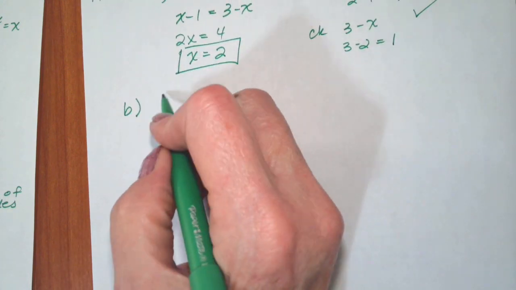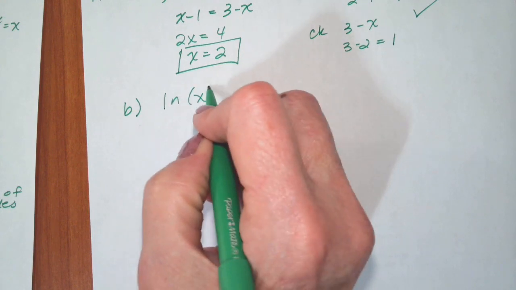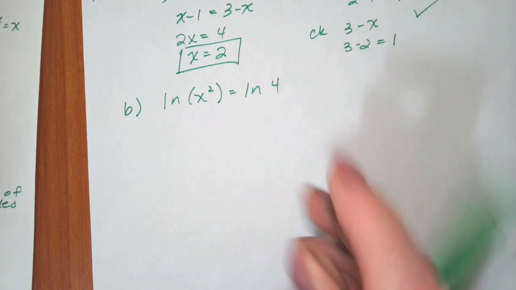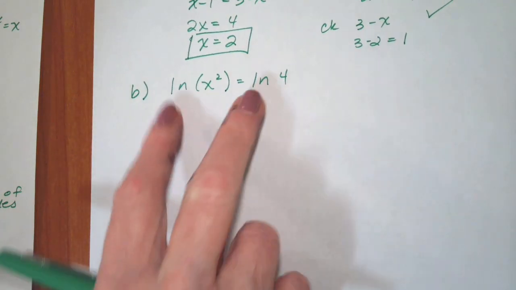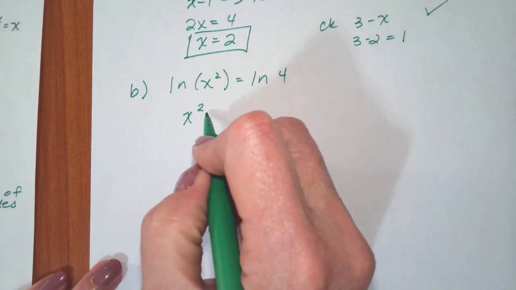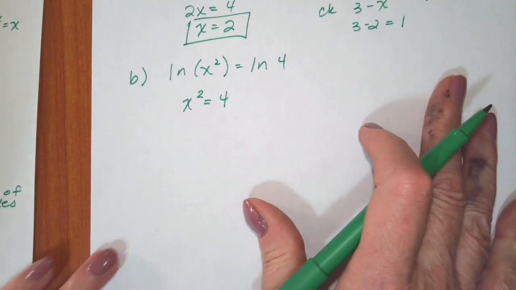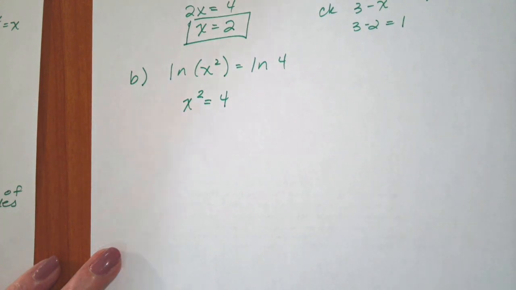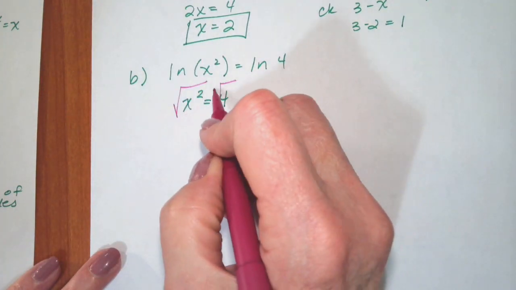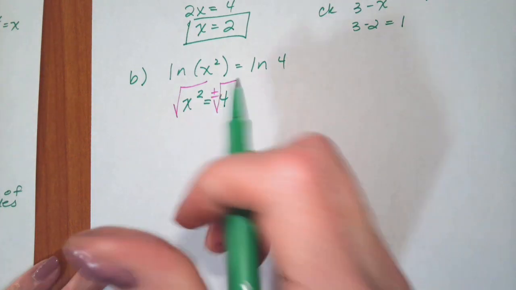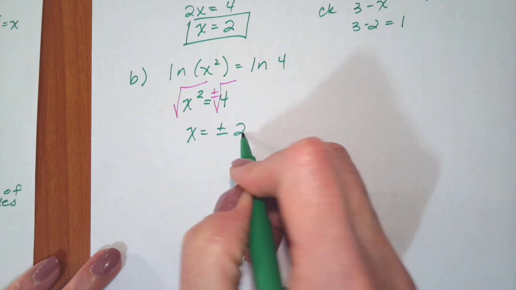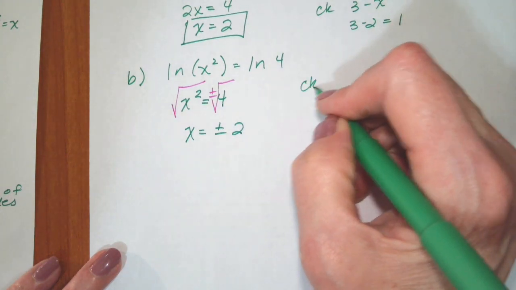Okay, for part B, I have the natural log of x squared is equal to the natural log of 4. Bases are the same, so I set the arguments equal. So I have x squared is equal to 4. Now, this is a quadratic, so I would use the square root property. So that tells me that x is equal to positive or negative 2. But I want to check them.